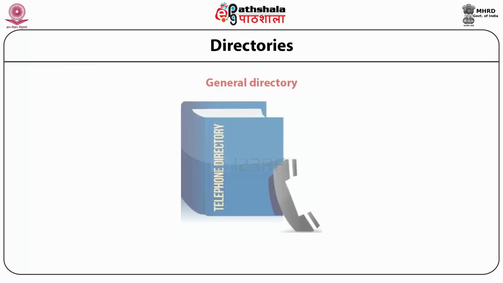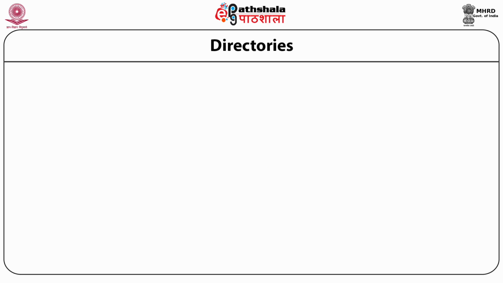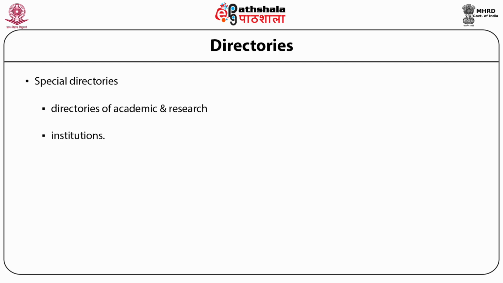Telephone directory. General directories are telephone directories giving names and addresses of the subscribers. These directories are compiled by post and telephone departments. Special directories. Directories of organizations are called special directories. These directories can be broadly grouped into three categories: directories of academic and research institutions, professional directories, trade and business directories.